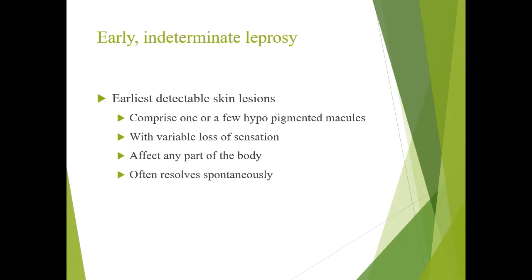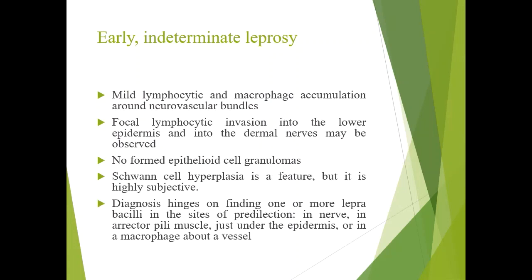In early indeterminate leprosy, the earliest detectable skin lesions comprise one or a few hypopigmented macules with variable loss of sensation, affecting any part of the body, and often resolving spontaneously. There will be mild lymphocytic and macrophage accumulation around the neurovascular bundles, and focal lymphocytic invasion into the lower epidermis and into the dermal nerves may be observed. No formed epithelioid cell granulomas.